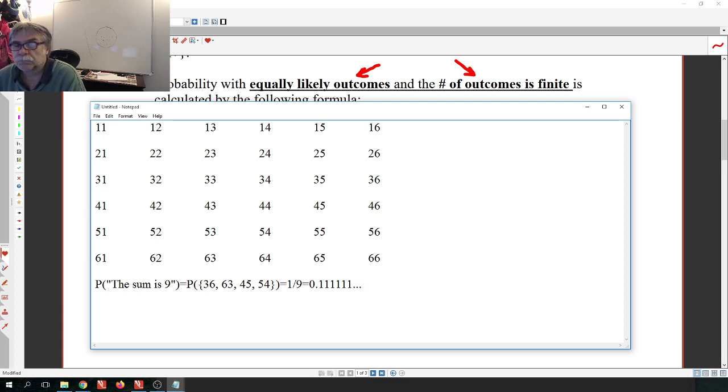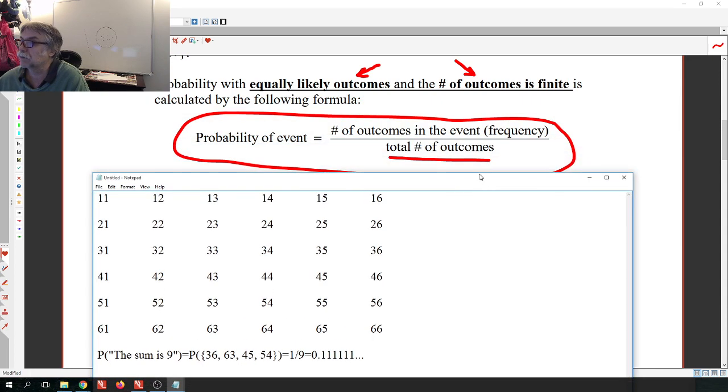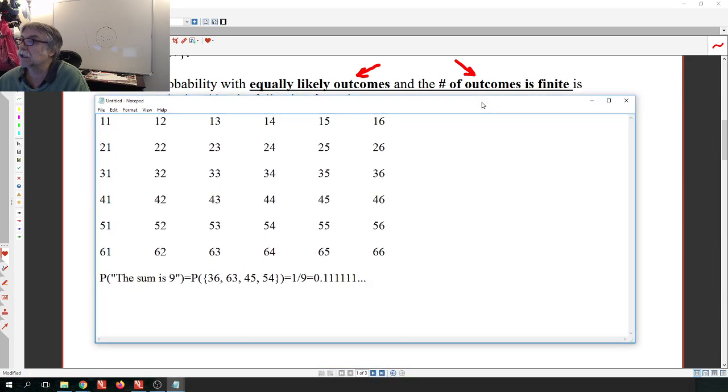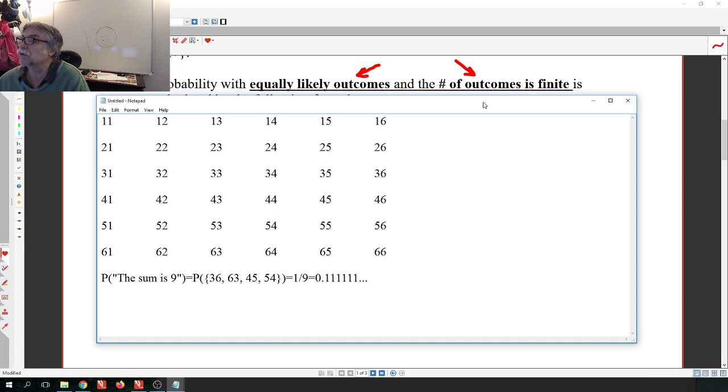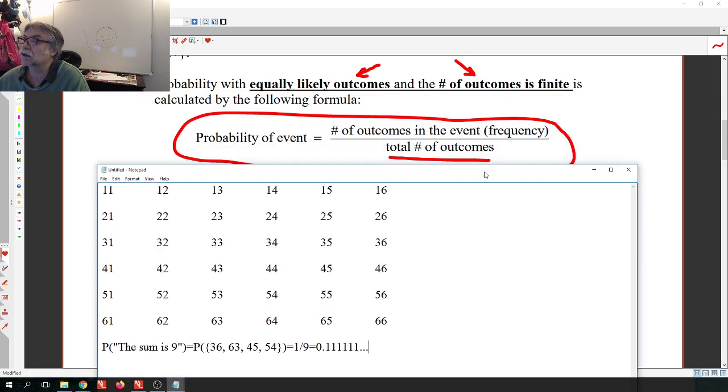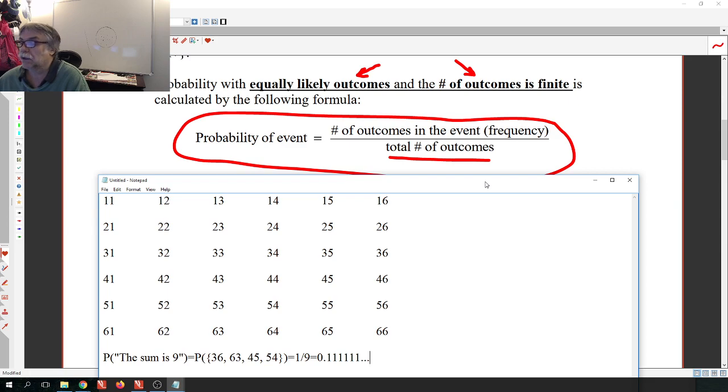That's one thing. Another thing is I have a finite number of outcomes. Yes, I do. I have 36 of them. So I am meeting this criteria for the formula for the probability. The probability with equally likely outcomes and a finite number of outcomes is calculated by this following formula. And so now I was doing that. I have the 4 things in my event. I was interested in an event where the sum on both dice is 9. And I found out that I have 4 things in it.